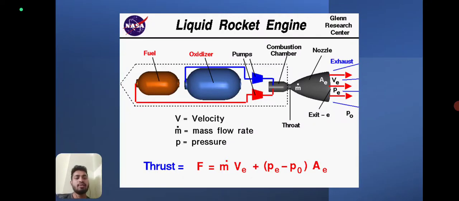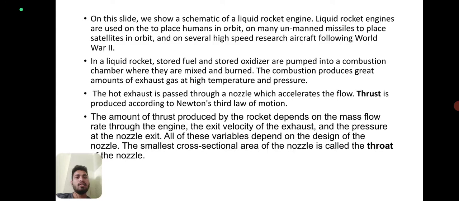Here it is showing the thrust formula for a liquid rocket engine. Force is equal to m dot times v e plus p exit minus p inlet times area of exit. On this slide we show a schematic of a liquid propellant engine. Liquid rocket engines are used to place humans in orbit, on many unmanned missiles to place satellites in orbit, and on several high-speed research aircraft following World War II.